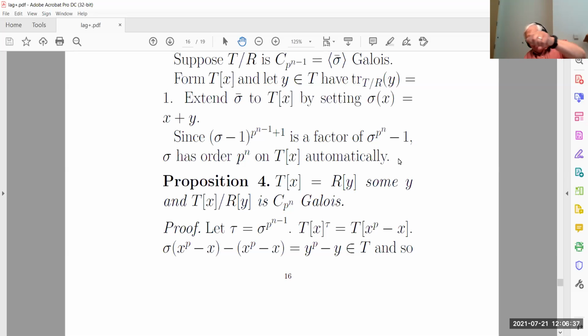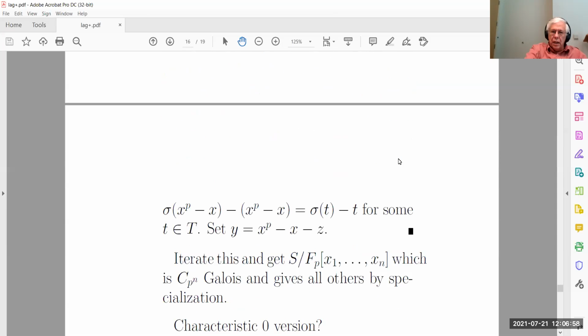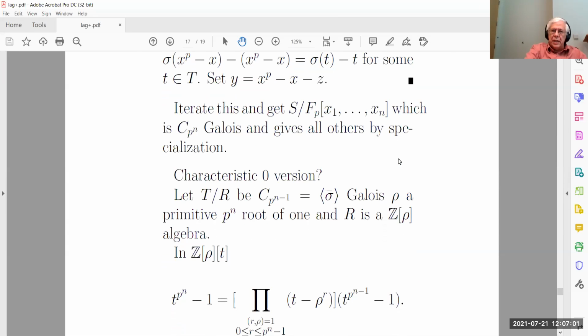Basically, I built up my Galois extension one step at a time by assuming it for the subcyclic group of order p to the n minus 1 and adding one guy on the top, which I get by adding an indeterminate. And it's an indeterminate, I don't have to invert anything. So I iterate this and I get an S over F_p(x_1, ..., x_n), which is C_{p^n} Galois, and gives all others by specialization. I didn't even bother mentioning it, but once I have such a thing, I clearly also have a lifting property in characteristic p for C_{p^n} Galois extensions.